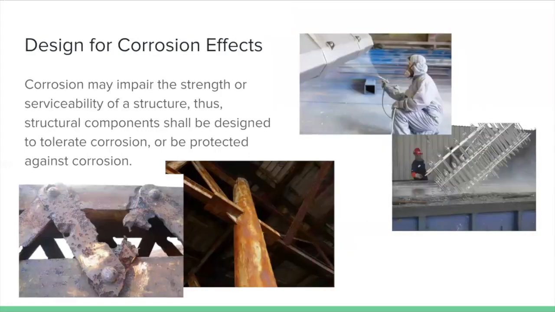For the design for corrosion effects, this deals with the possibility of the corrosion to damage the strength or serviceability of a structure. Thus, the structural members shall be designed to tolerate corrosion or to be protected against corrosion. So there are several treatments to prevent corrosion, and the image shows barrier coating and hot dip galvanization here.